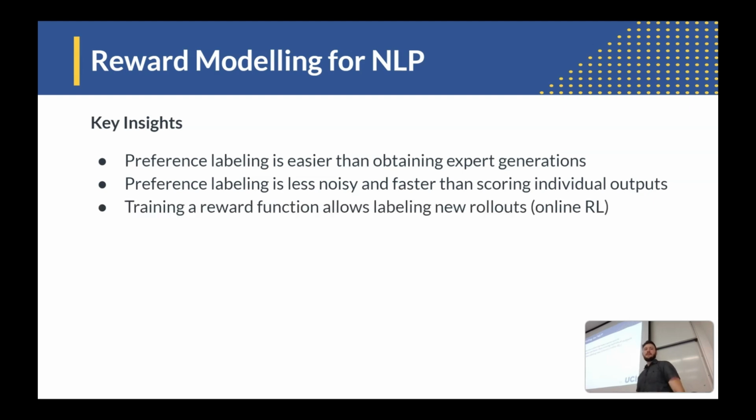The other one is that by training a reward function, we can label new rollouts and do online RL, right? Without the reward function, you can't do online RL. You could do an offline RL kind of thing, but you can't do policy gradient online without that reward function.